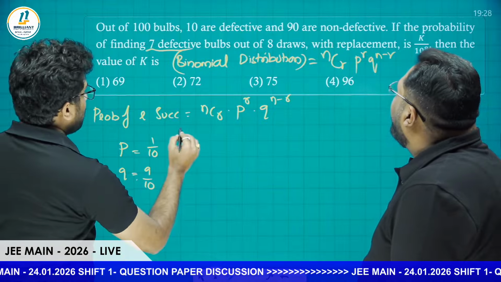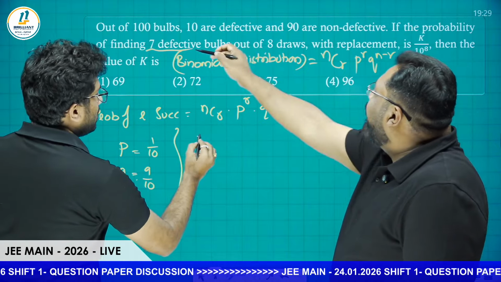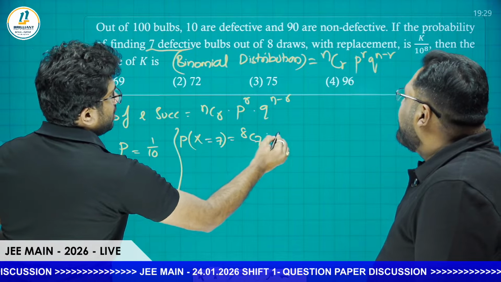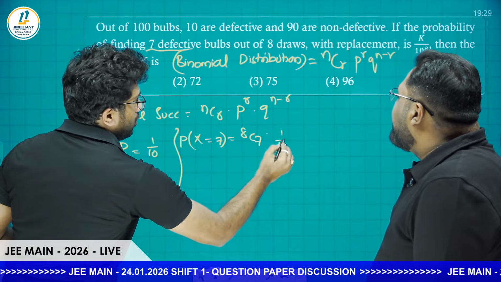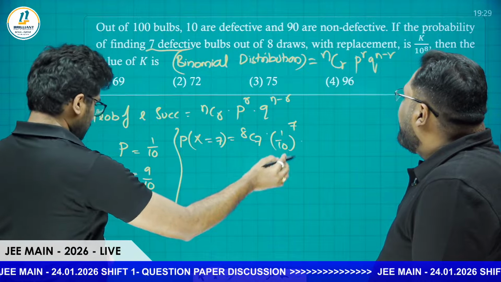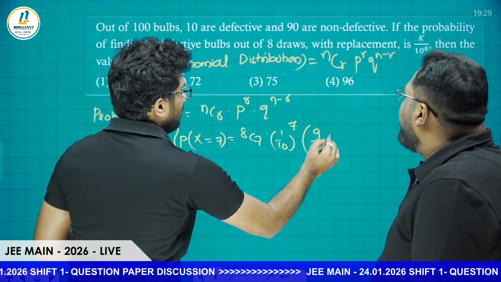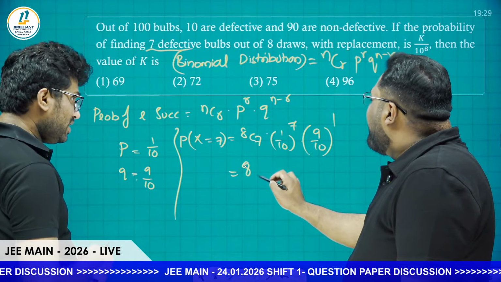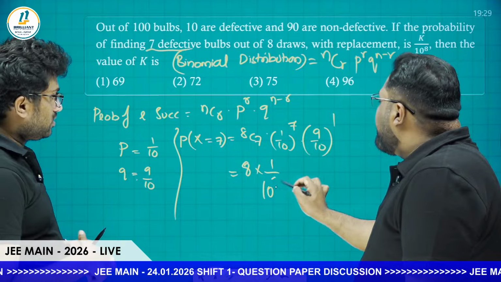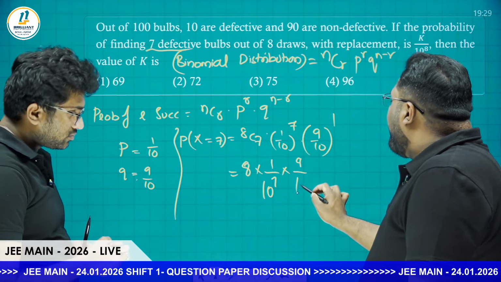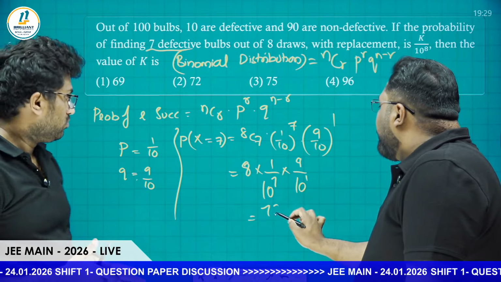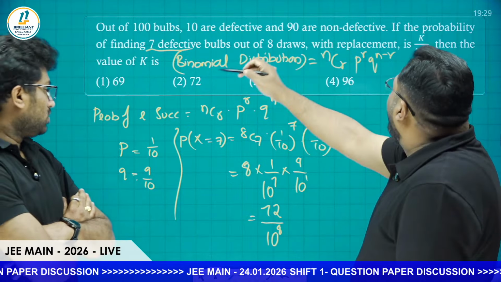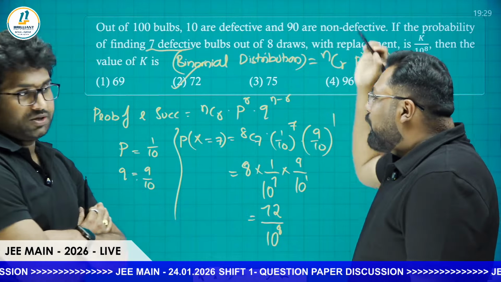So this is directly the probability. How many successes do we need? 7 out of 8 draws. So P of x equal to 7 will be 8C7 into 1 by 10 the whole raised to power 7, into 9 by 10 the whole to the power of 8 minus 7, which is 1. 8C7 is 8 itself. So 8 into 1 by 10 raised to 7, into 9 by 10 raised to 1, which is 72 divided by 10 power 8. And they are asking what is K? K is the numerator, directly 72.